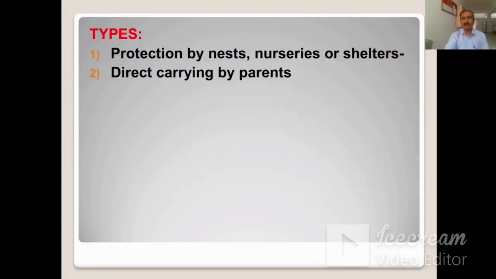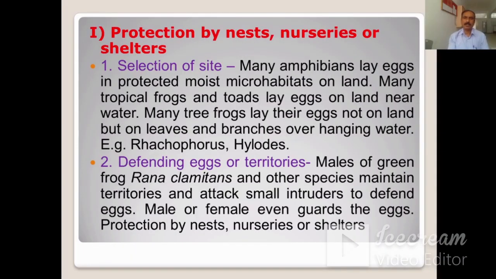There are two major types of parental care. Number one is protection by nests, nurseries or shelters, and the second type is direct caring by the parents. Let us discuss the first part, that is protection by nests and nurseries or shelters. There are different points. Number one is selection of the site.